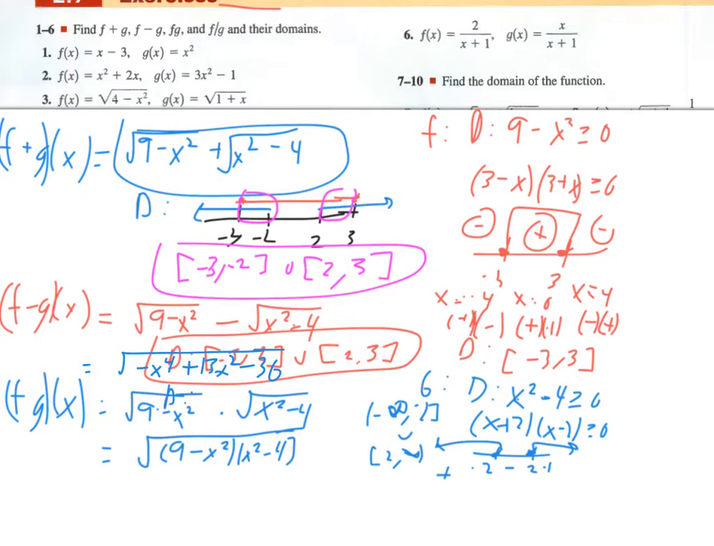And then this is going to have that same domain again. We're still going to restrict it to -3 to -2, just like I said before, the combination of those two domains.